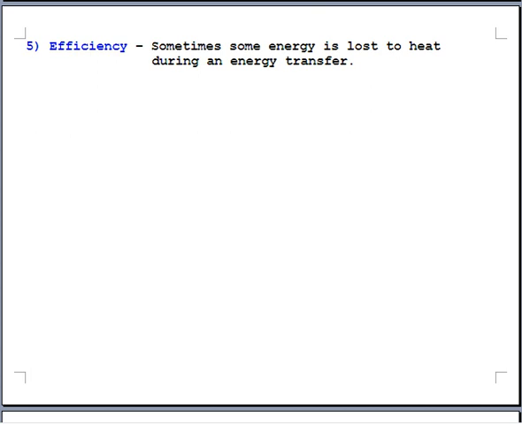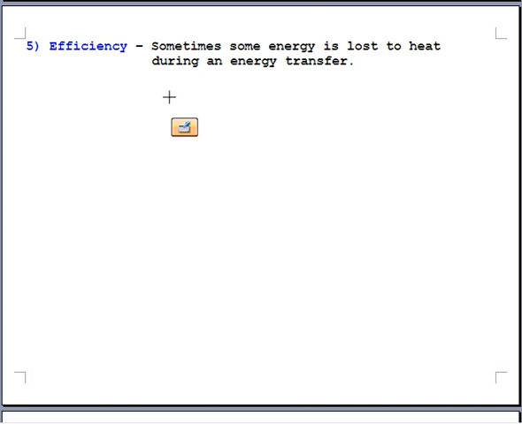I should have thrown this in, but the video just got too long, so I bumped it to this video. I need to show you guys something about efficiency. When we look at energy transfers, energy changing from one type to another, here it says sometimes some energy is lost to heat during an energy transfer. That should probably say almost all the time, to be honest. There is some energy that is lost to heat, some energy that ends up being wasted or not converted into the type that we wanted. So what I want to look at today is, how does efficiency work?